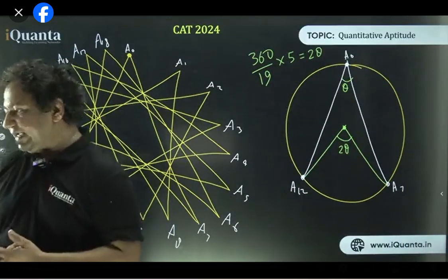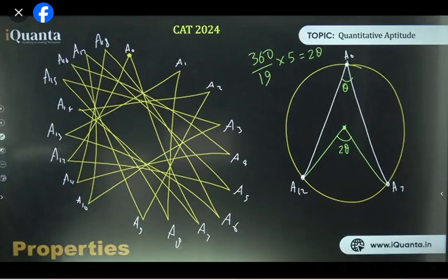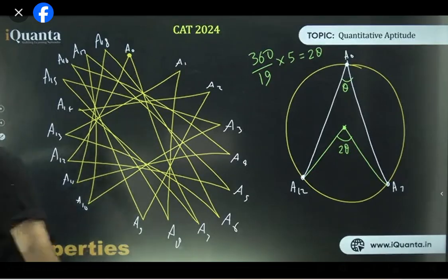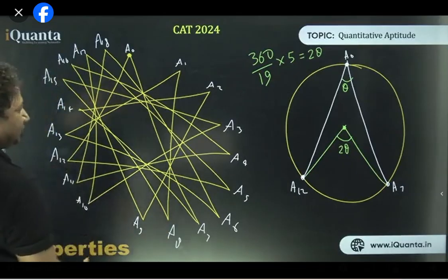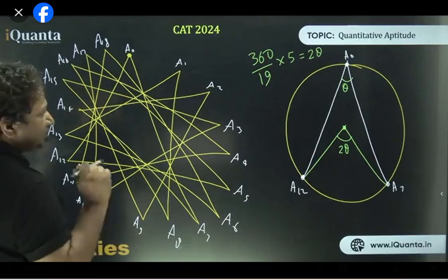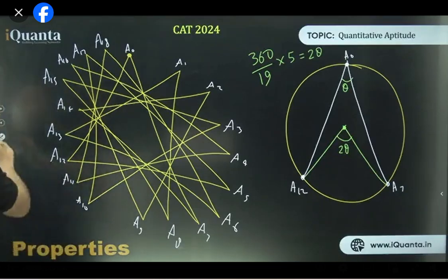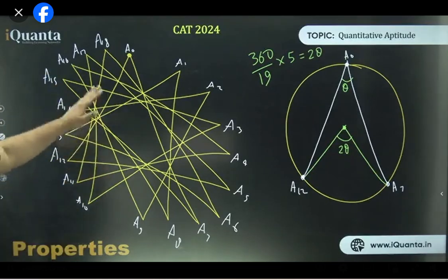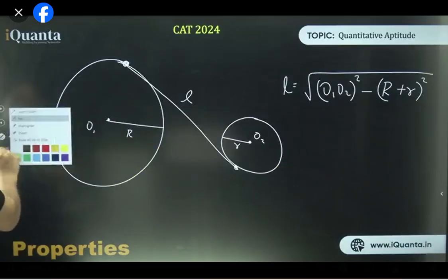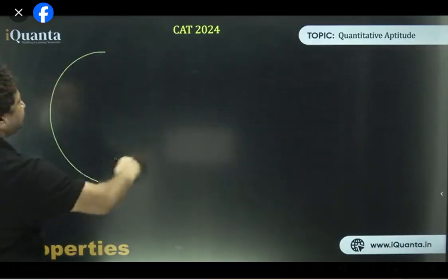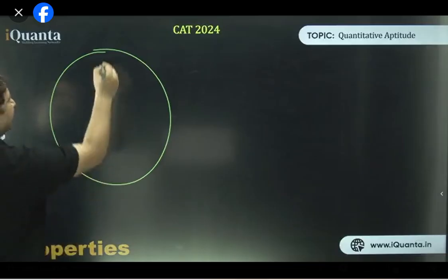It is 19, not 29. How 360 by 19? Okay, perfect. So I'll do one thing. I'll have to draw something else. Where should I draw it? Let me erase all of this. I think you have noted this down. Take a screenshot. Let me see if I have more space left anywhere. Yeah, here I have some space. Tell me something. The 19 points.